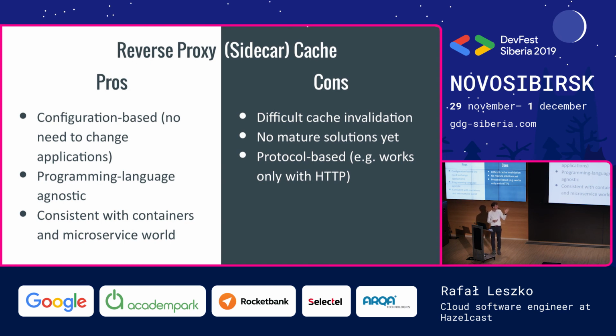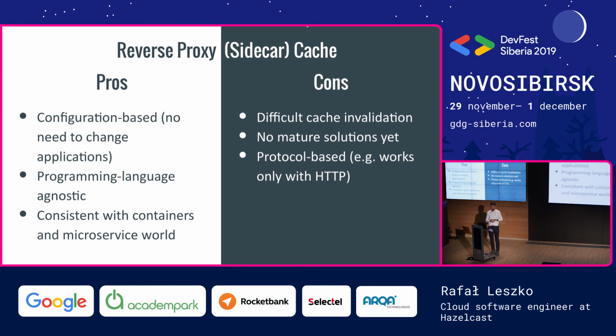So, a short summary about reverse proxy and reverse proxy caching solutions. From the good sides, and the main reason why you would use it, is that it's configuration based, so there is no need to change your application to have caching. It's programming language agnostic. It's actually everything agnostic. It even does not touch your application. This solution is very consistent with the containers and microservice world. That is the direction it's all going. Like Istio is already a big thing. You can even start your cluster on Google Cloud Platform Kubernetes with Istio by just clicking a button.